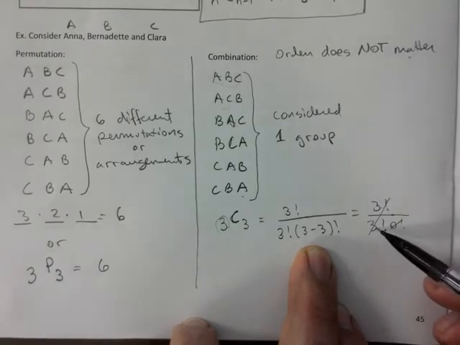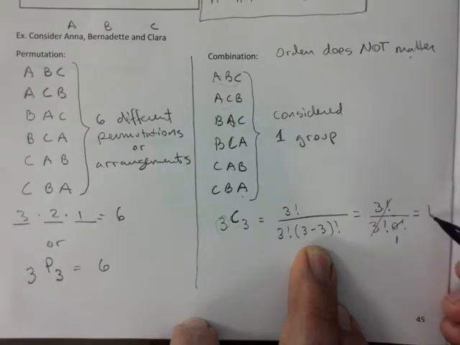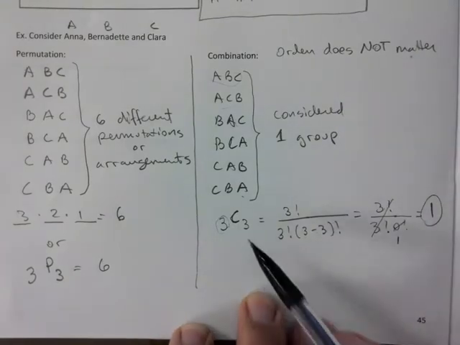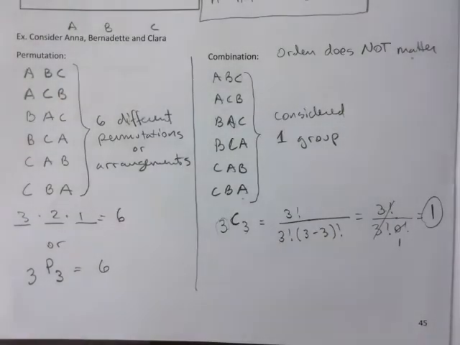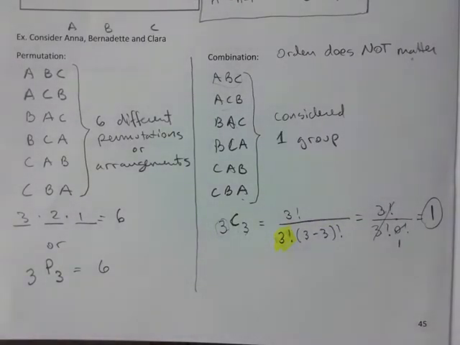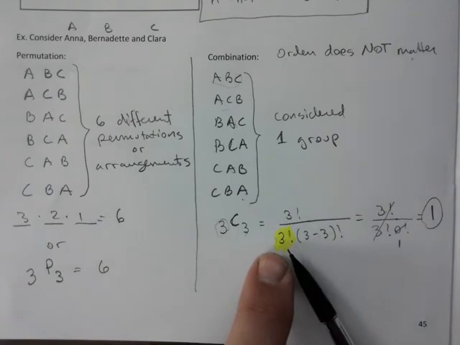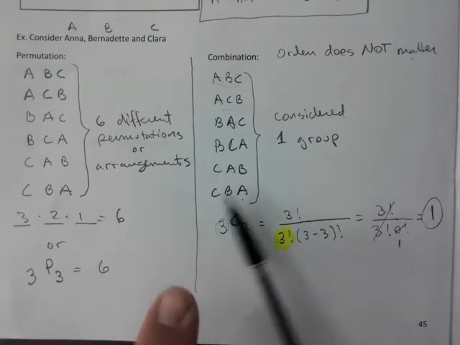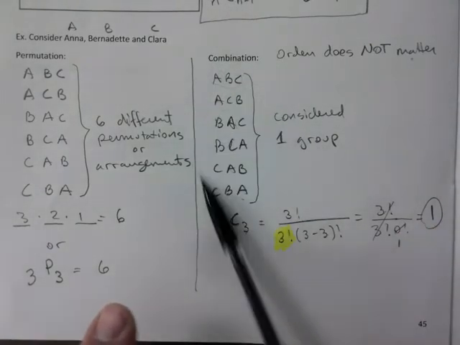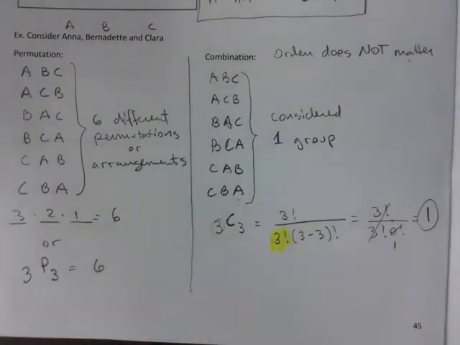This 3 factorial divided by 3 factorial is? It's not 0. Nice try. It's 1. Okay, so basically, when you're dealing with combination, it gets rid of that 3 factorial, what under permutation we consider unique. Under combination, it doesn't matter which order you're in. All of these would be considered just one group. Okay, so if you're still scratching your head, just come along for the ride. I'll show you more examples.